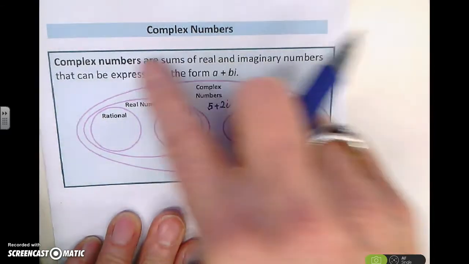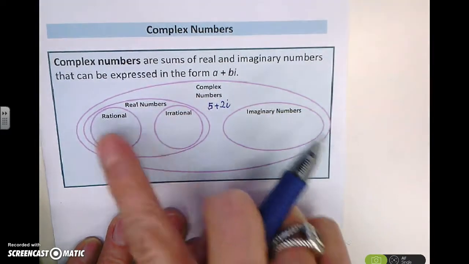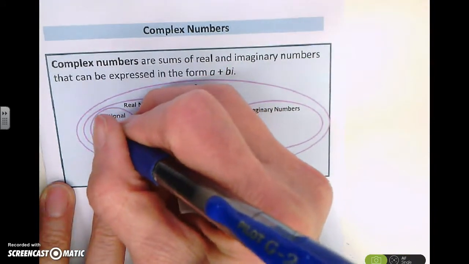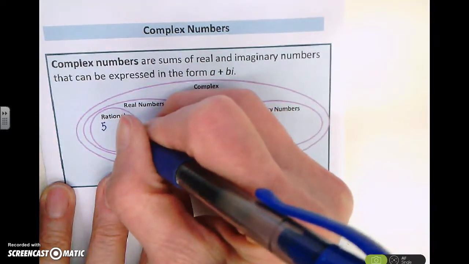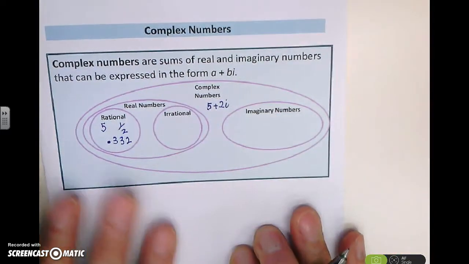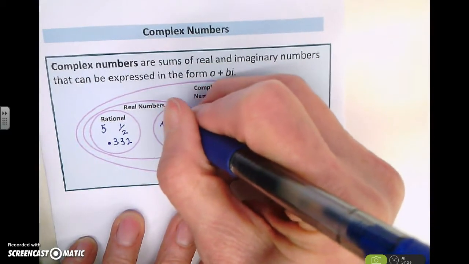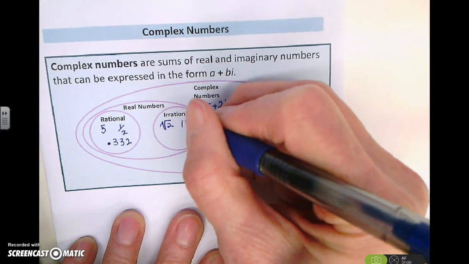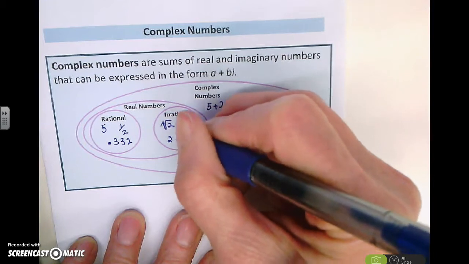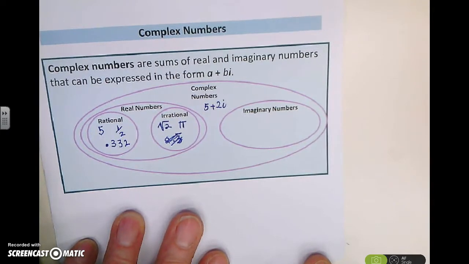Notice that the complex numbers include not only just the imaginary, but inside of it you've got real numbers, which are made up of rational and irrational. So a rational number might be something like a 5 or a 1/2 or a 0.332. Those are all rational numbers. Irrational numbers are numbers that can't be expressed as a fraction, like square root of 2 and pi. Repeating bar is okay. So square root of 2 and pi are some examples.